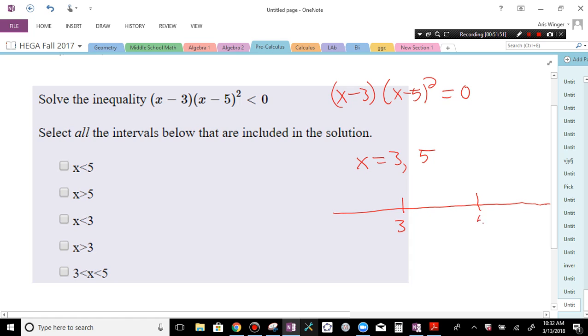3, 5. We're talking about picking values and plugging them into x minus 3 times x minus 5 squared. When x is 300, you get a positive. When x is 4, you get a positive. And when x is 2, you get a negative. We're looking for the negative because I want to get less than 0. So that's minus infinity to 3. They do not write this in interval notation. I'm just addicted to interval notation. But that's this one.